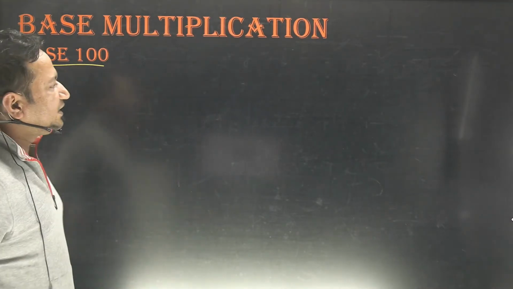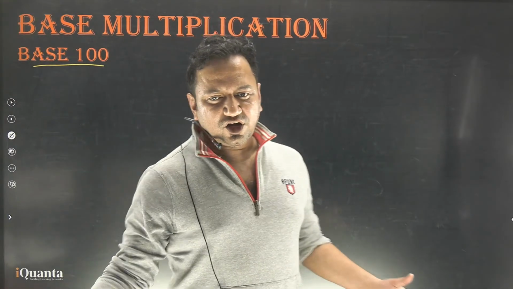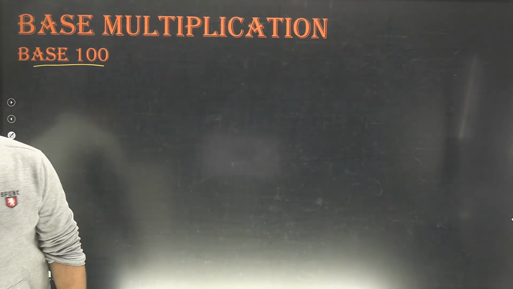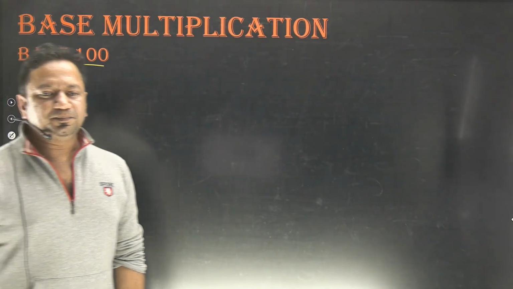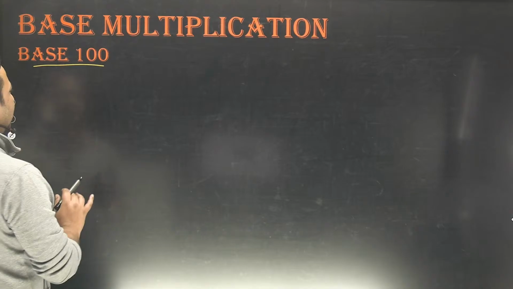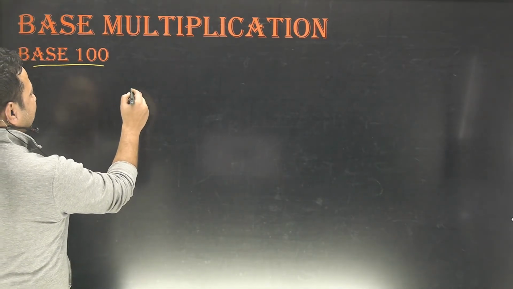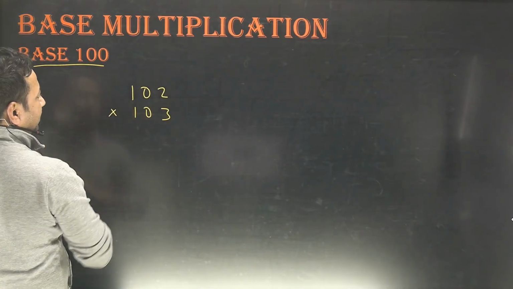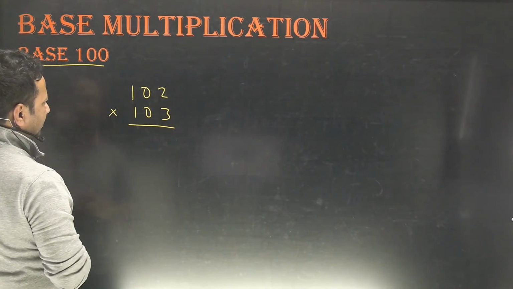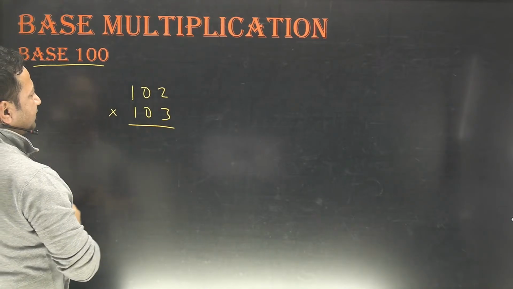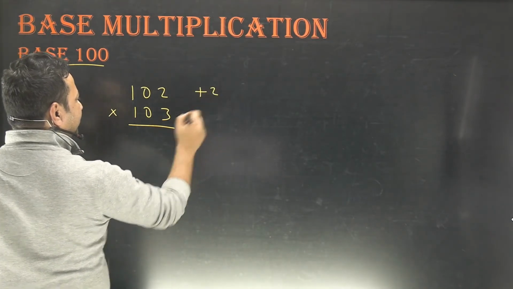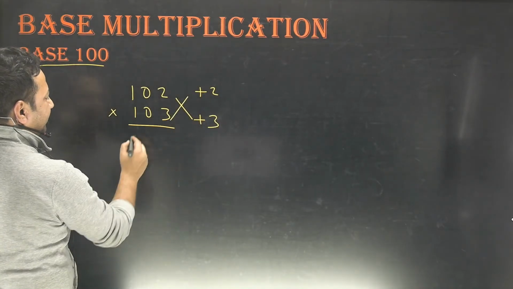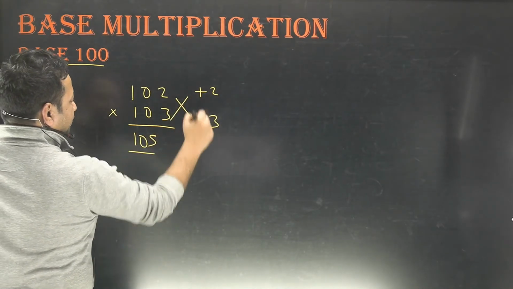Now coming to base 100. If I talk about base 100, automatically I'm going to talk about 3-digit numbers, right? Let me show you an example first. Let's say I have numbers like 102 and 103, the simplest numbers that I'm taking. The base is 100. 102 is 2 more than 100, so I'll write the excess over here. 103 is 3 more, so I'll write 3 over here. In the same way, I'll just add them. I get 105. 2  3s are 6.